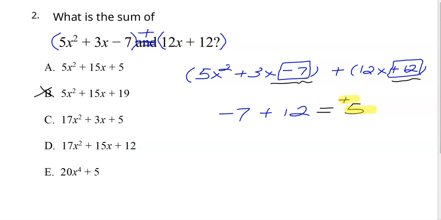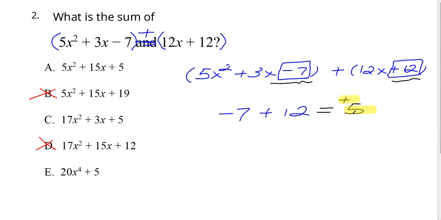C, let me put that in red, because it doesn't have a +5, it has a +19. C has a +5, so I keep it. D has a +12. It's not a +5, so I can get rid of D. And E has a +5.